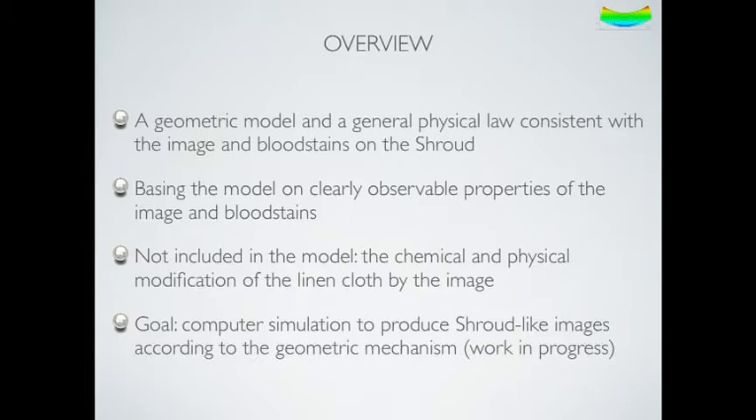The model will be based on clearly observable properties of the image and the blood stains. I think this is very important. The model that we're going to build is really trying to answer what we see on the shroud. Not included in the model is the chemical and physical modification of the linen cloth by the image.